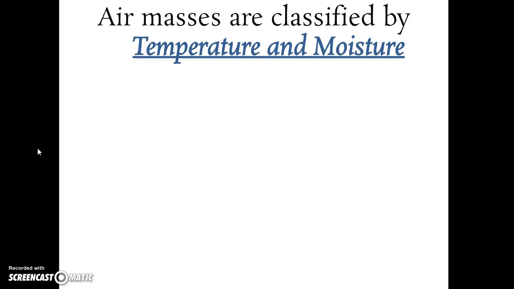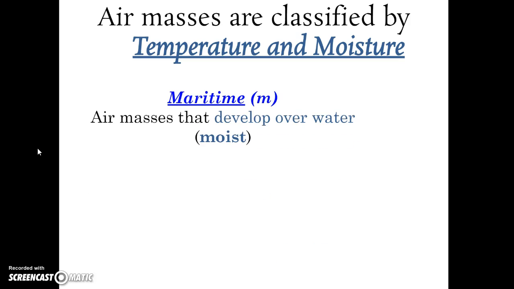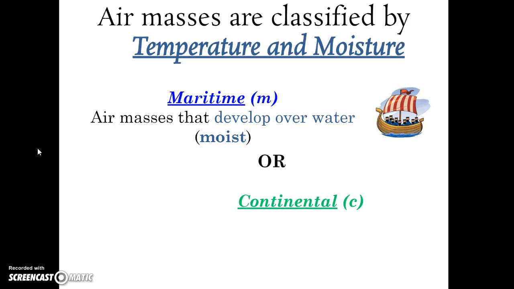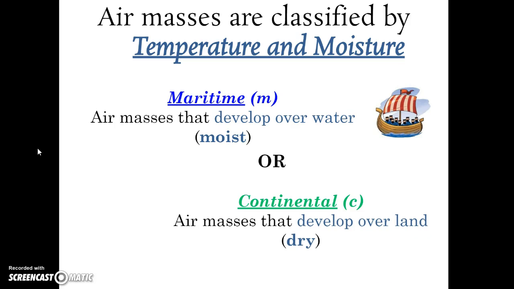Air masses are classified by temperature and moisture. Maritime, characterized by the symbol of a little lowercase m, is an air mass that has developed over water, so it's going to be humid or moist. Or it can be a continental air mass, characterized by the symbol of a lowercase c. This is an air mass that developed over land, so it will be dry. There will be very little moisture.